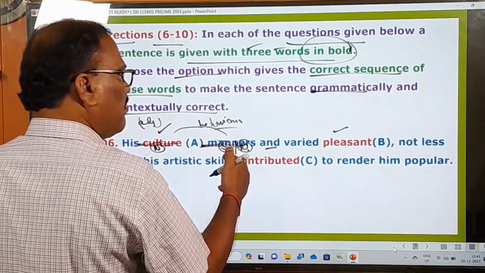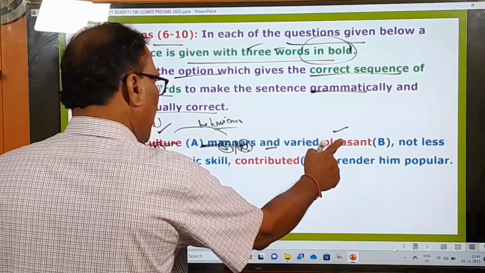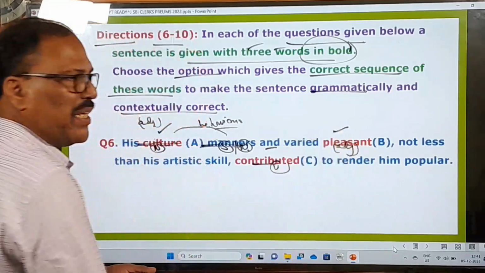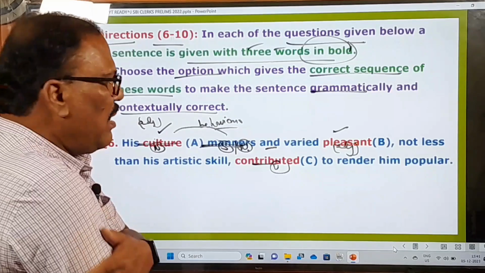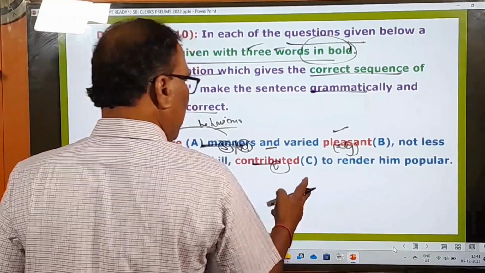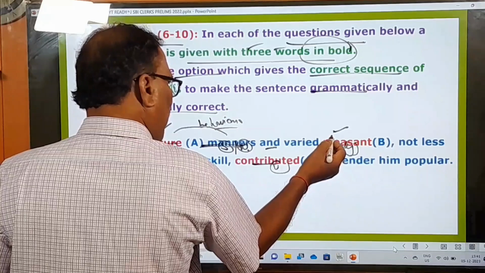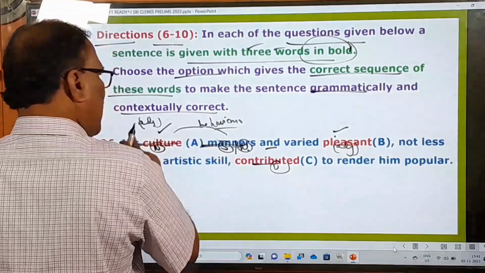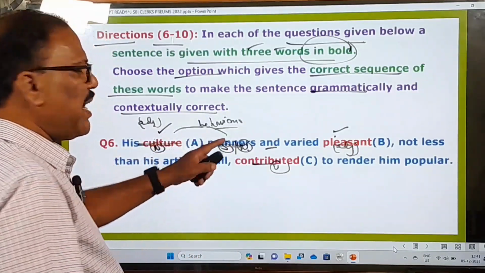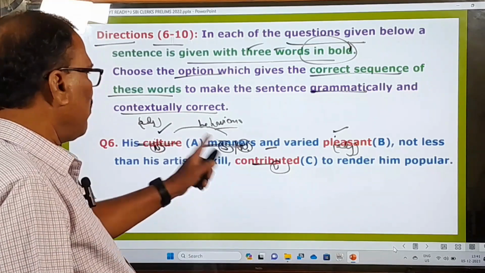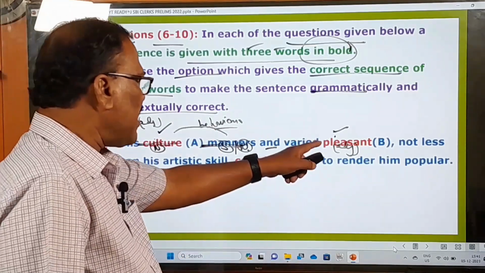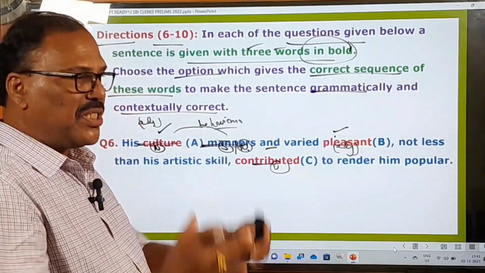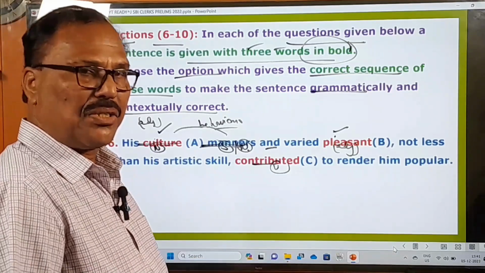So what are the words given in bold? Pleasant is there. Contributed. Contributed is a verb. Pleasant is an adjective. Pleasant means pleasing, lovely, delightful, something like that. So this adjective pleasant must be here. That's why his pleasant manners; culture manners cannot be there. It's also a noun, and a noun cannot describe another noun. So here pleasant must be used: his pleasant manners, his pleasing manners, his delightful manners, his lovely manners, his good manners, something like that.